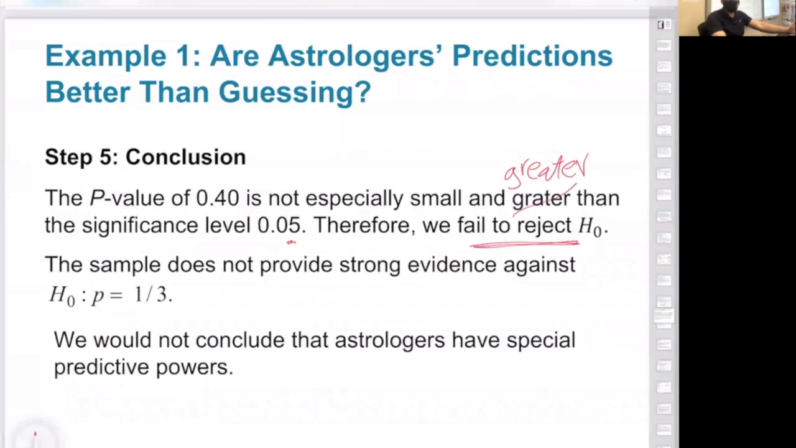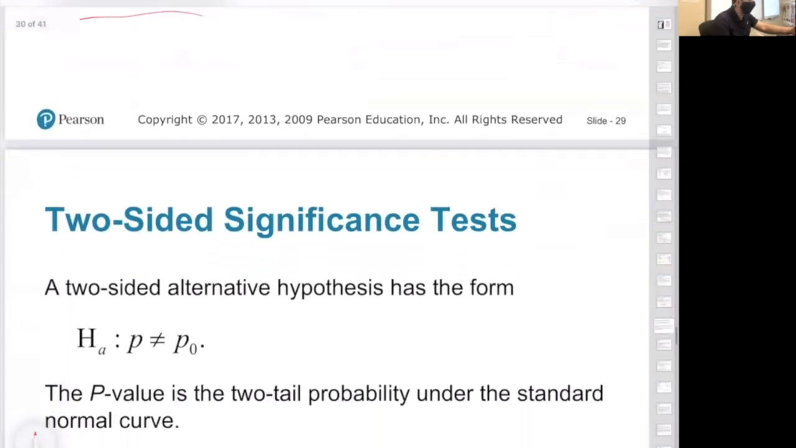So what that means is the sample we have doesn't give us strong evidence against the null hypothesis. So what that means, the claim of the astrologers is false? We would not conclude that the astrologers have special predictive powers in this case. Okay?